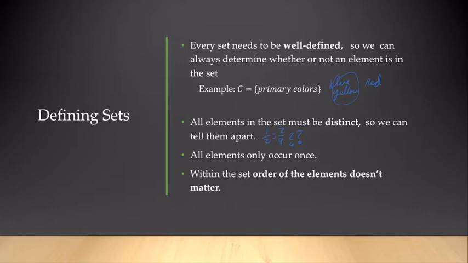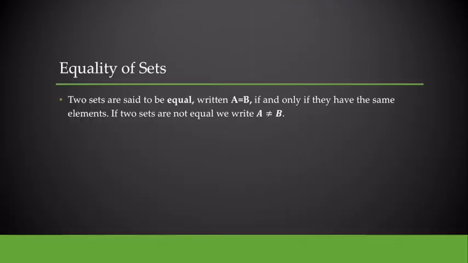It's also important that each element in our set occurs only once, and that within the set, the order of the elements doesn't matter. So if I have the set {1, 2, 3}, that's the same as the set {2, 1, 3}, or {3, 1, 2}, right? We've learned about permutations before. There's lots of ways I can write this, but those all define the same set. Two sets are said to be equal, A equals B, if and only if they have the exact same elements. And if two sets are not equal, we write A does not equal B, okay?